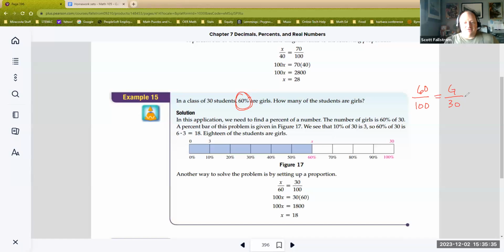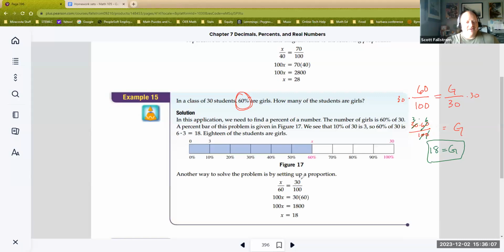Now for me, I would just multiply both sides by 30 so that I could get G all by itself. And 30 becomes over here, 30 times 60 over 100. I would simplify before I multiply, but I know some of you don't do that, so either way works. 100 is like 10 times 10, so 10 goes in here 6 times, 10 goes in here 3 times, and I get 3 times 6, so I get 18 girls. Okay.